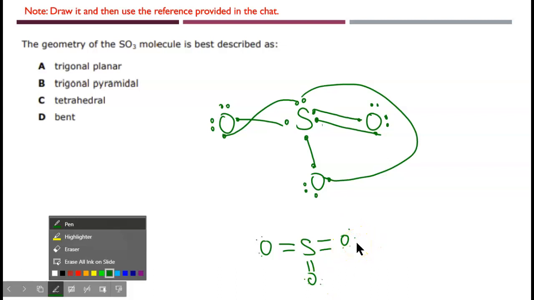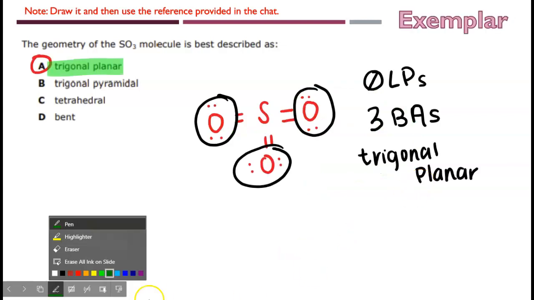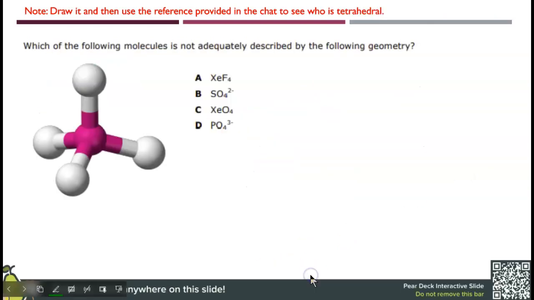So I don't have any lone pairs, right? There's 0 lone pairs and there's 3 atoms attached. So we're going to look for 3 and 0. 3 and 0 gives me a trigonal planar. Right? This is 3, 0. So your correct answer is A.